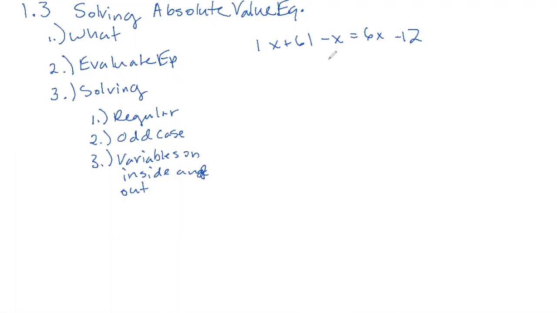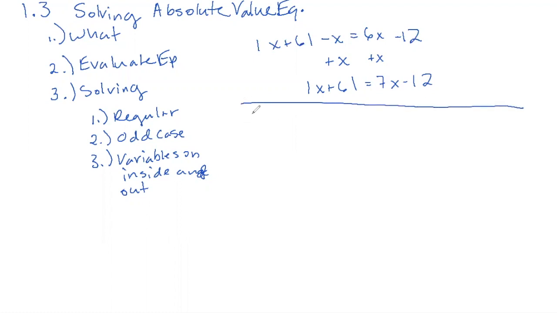So what we're going to do is add x to both sides. Remember, we're trying to get the absolute value by itself first. You get the absolute value of x plus 6 equals 7x minus 12. Now, what we do is we deal with our two cases. Case 1, we've got x plus 6 equals 7x minus 12. In case 2, we have x plus 6 equals negative 7x minus 12. Okay?